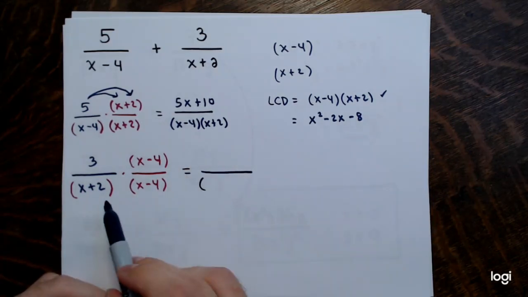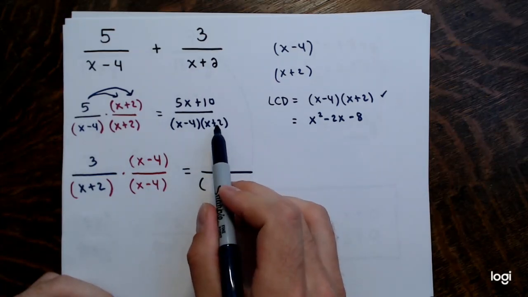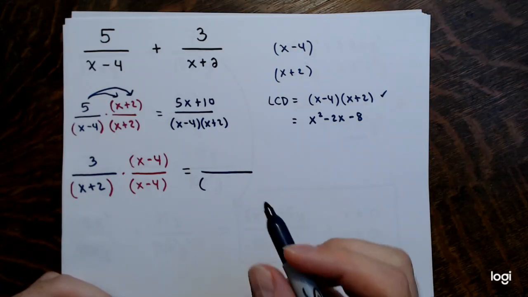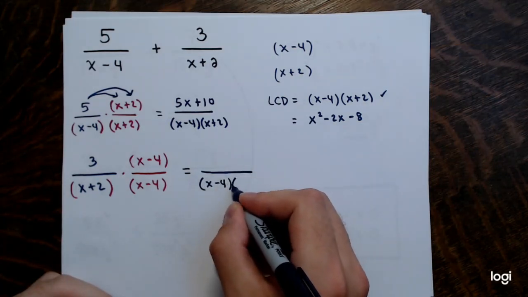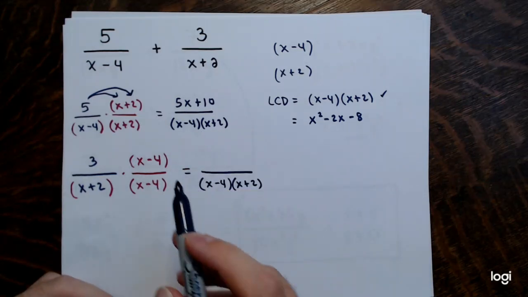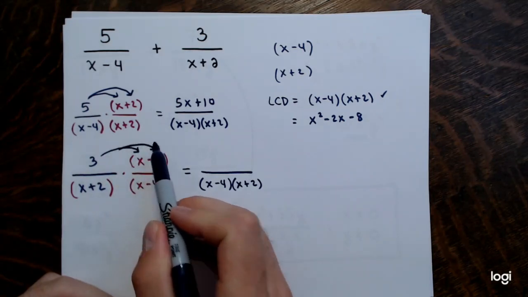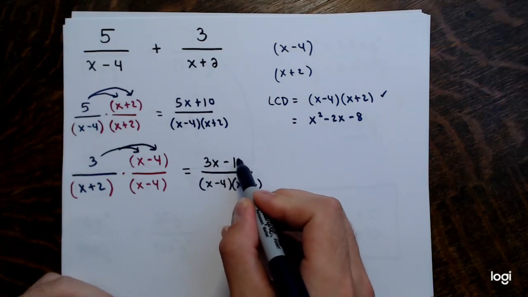Now x plus 2 times x minus 4 is the same as x minus 4 times x plus 2. Right, when you're multiplying, it doesn't matter what order the factors come in when we're dealing with the real numbers, which we are here. So this is the same as x minus 4 times x plus 2. I'll write it in the same order that I did up there. And then the numerator, 3 times x minus 4, well, I'd be distributing that 3. That'd be 3x minus 12. Right.